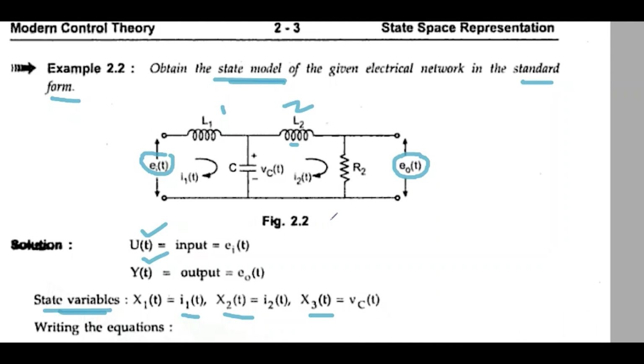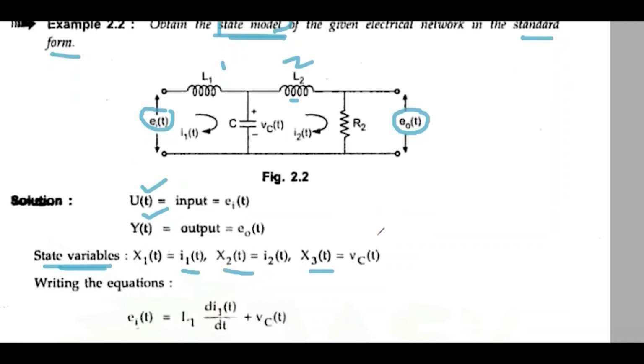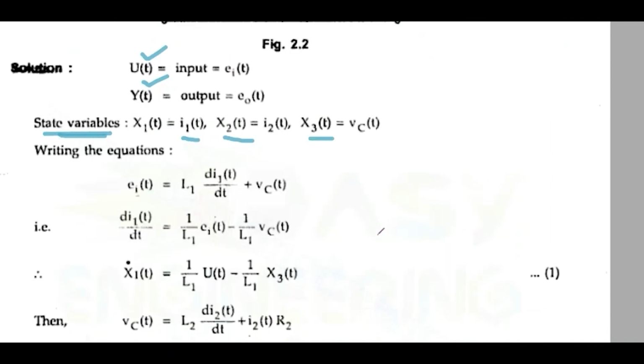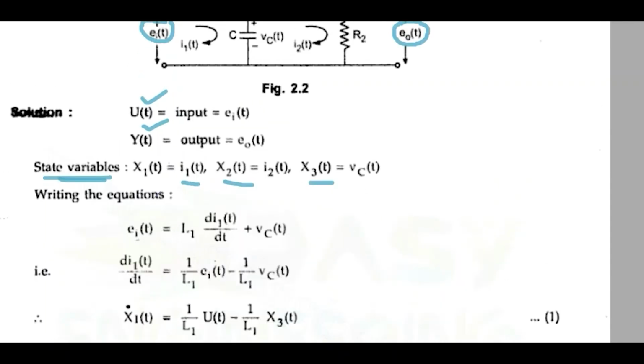Now we must find the state equation and the output equation. The state equation and the output equation together constitute the state model. Somehow I need to find the state equation and the output equation. So I must find x1 dot, x2 dot and x3 dot.